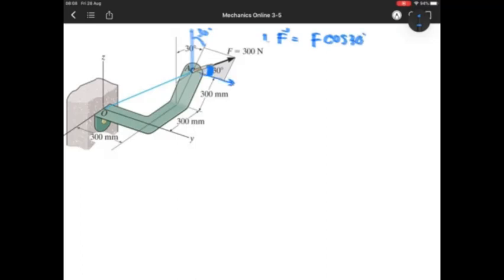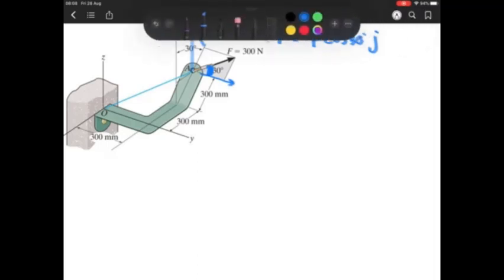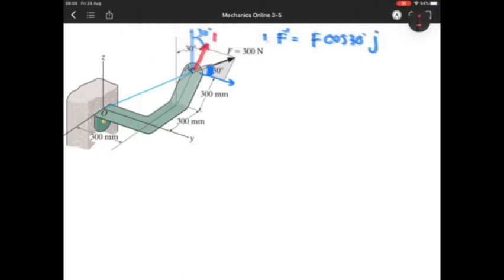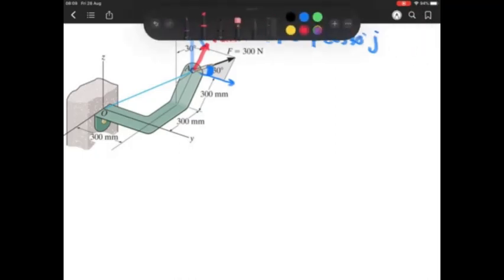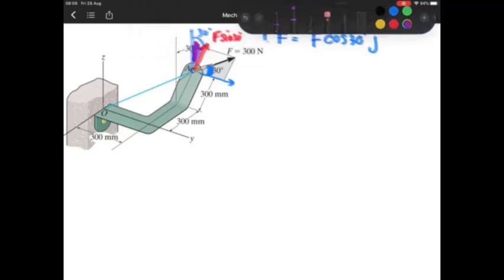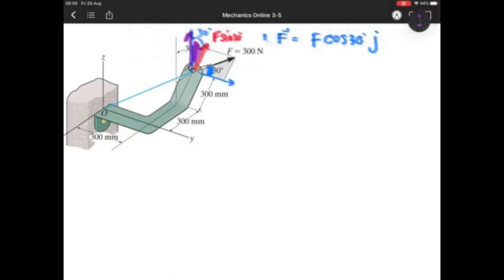And then if you do F sine, you will get this component F sine 30. So you have to use this angle again. For this one, we will get F sine 30 and then cos 30, which is on the z-axis. Okay, and then the last term is F sine 30 sine 30 again. This one will be on the x-axis and this one will be negative.